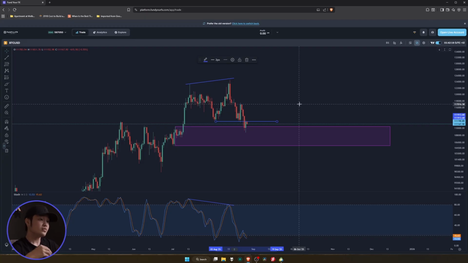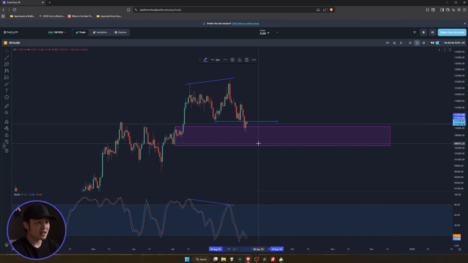Okay, but today Bitcoin shows rejection on the demand zone, which I plotted to you in the previous analysis about a week ago. So in this demand zone, we are going to see some rejection. It's not quite strong because this zone itself is not that strong.